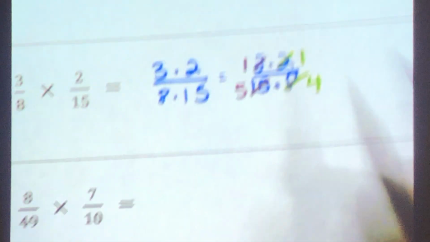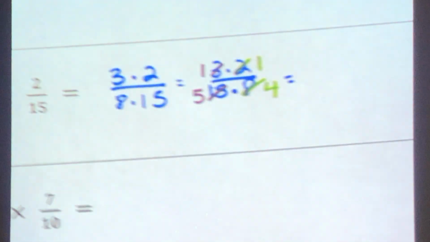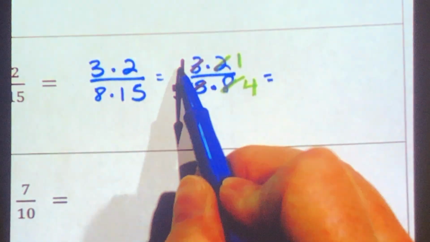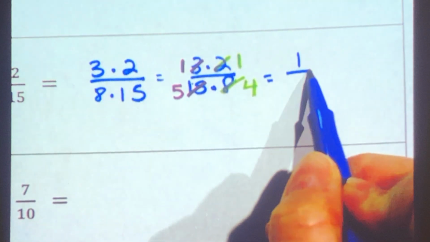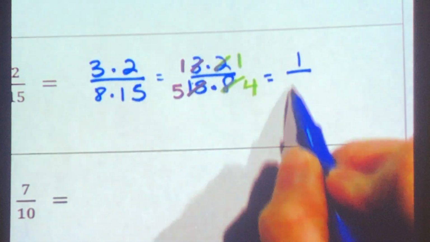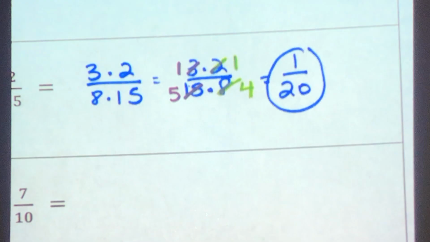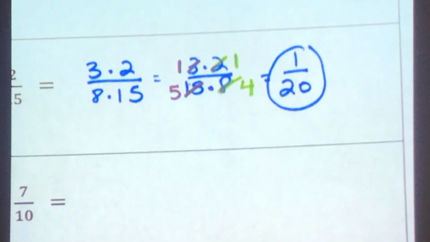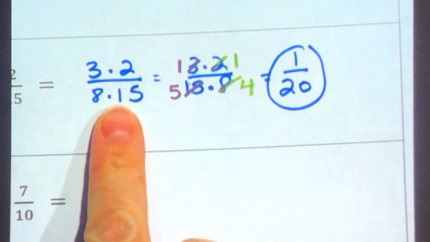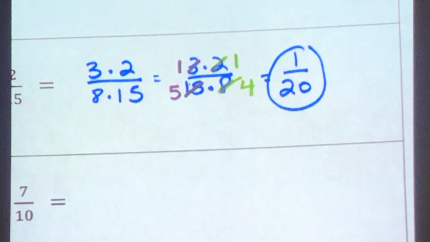Now, when I multiply across the top, I'm going to use my simplest form. I'm left with 1 times 1, which is 1, and 5 times 4, which is 20. 1/20th is in simplest form. I don't know about you, but I think that's a lot nicer than having to do 8 times 15 and having 6 over that and then trying to simplify that. So being able to simplify beforehand is quite helpful.